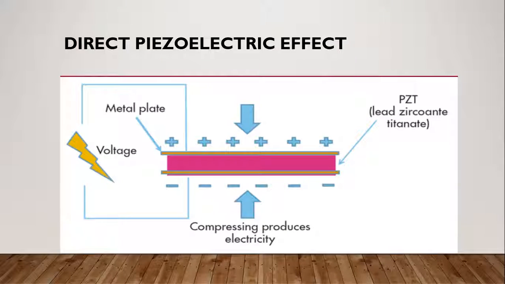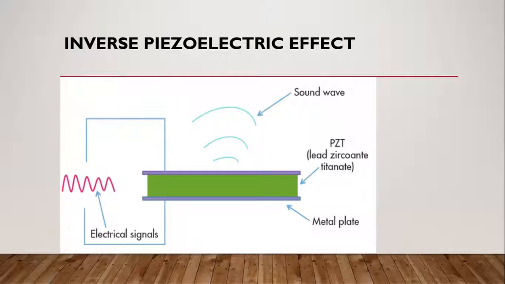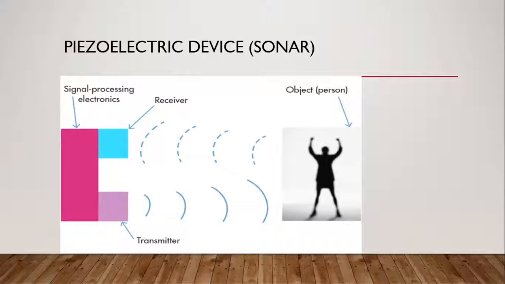There are two types of piezoelectric effect. One is the direct piezoelectric effect and the second one is the inverse piezoelectric effect. One example of a piezoelectric device is the sonar, which is used to track fish in the sea.